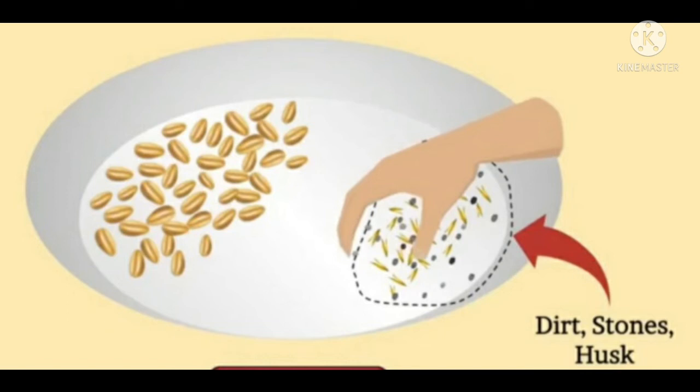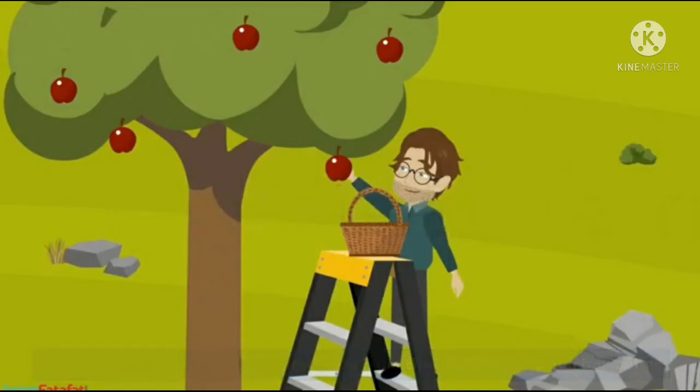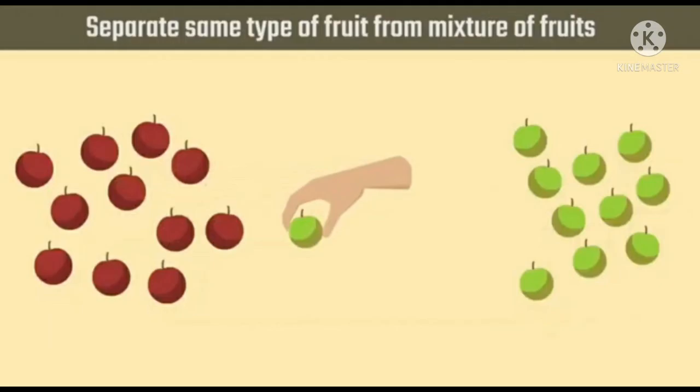What do you do if you want to pluck something from the tree? Simply you use your hand to pluck it. And if you want to separate some type of fruit from the mixture, what do you do? You choose by using your hand and separate it. So what are you doing? You are using which method? Well, this is the hand picking method.